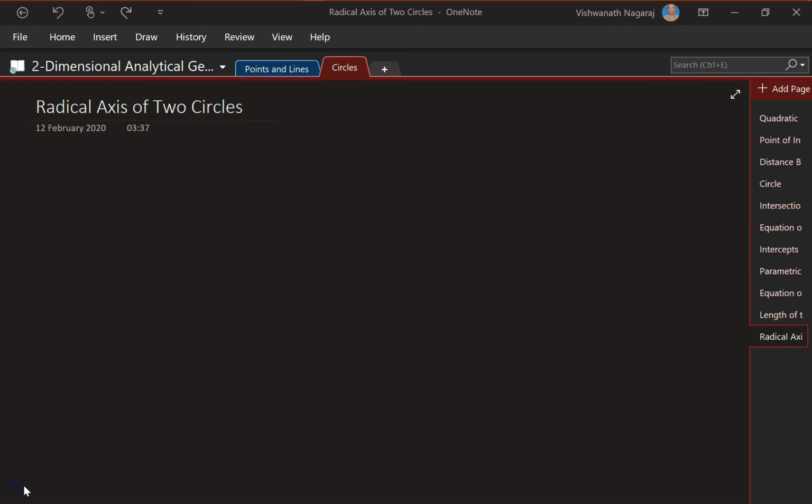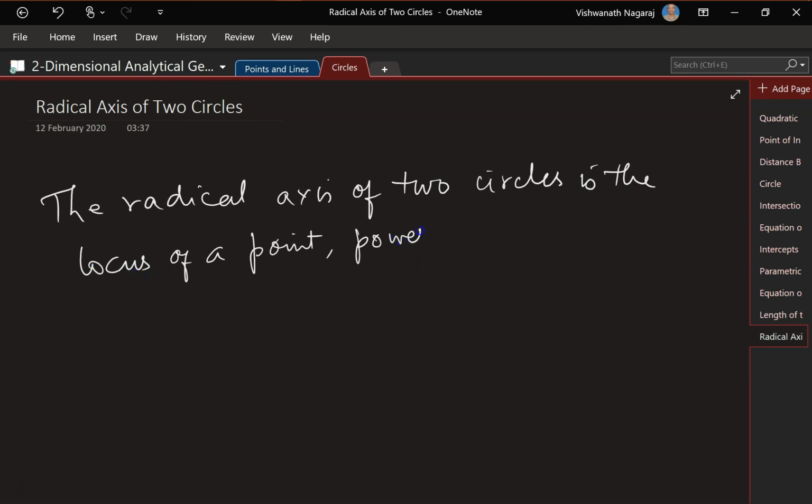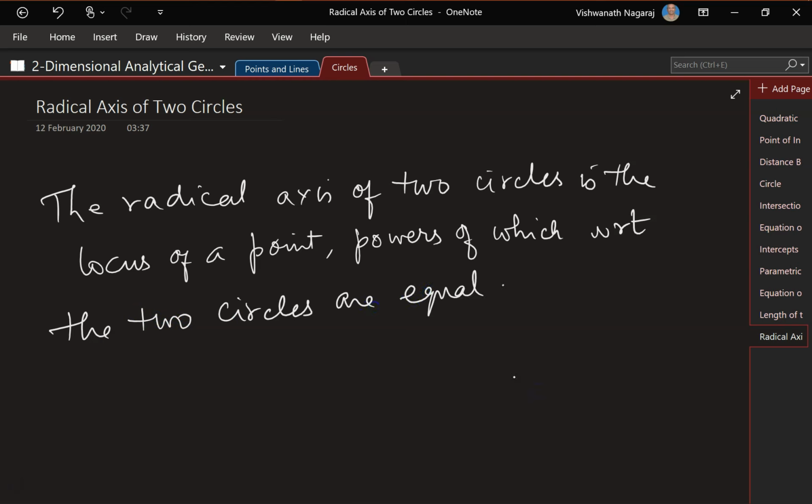Radical axis of two circles. The radical axis of two circles is the locus of a point, powers of which with respect to the two circles are equal. So basically you have two circles, right?